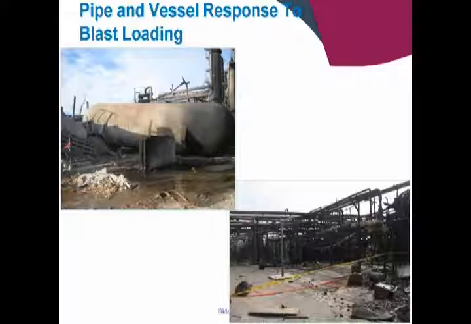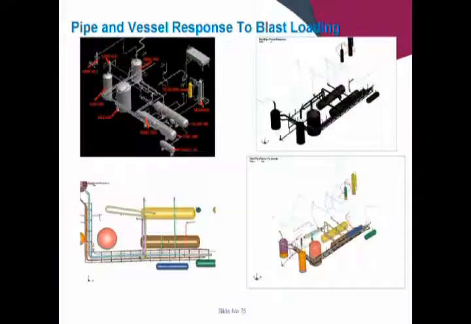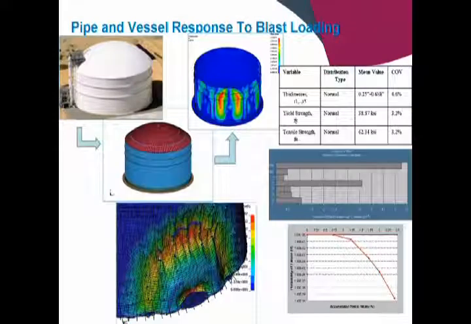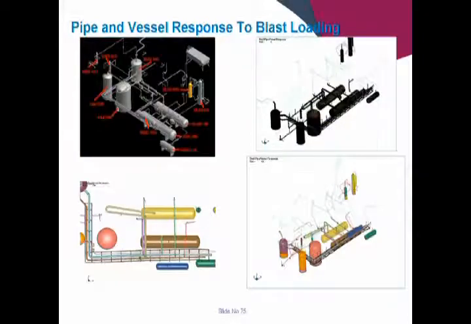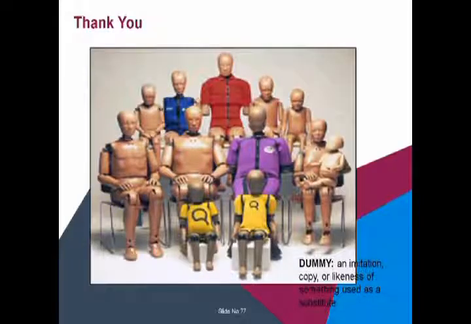How they respond to the blast, and these are the analytical models, computer models that show you a representation of the vessel rupture or the damage on their wall. I think what I will do is I will stop here.